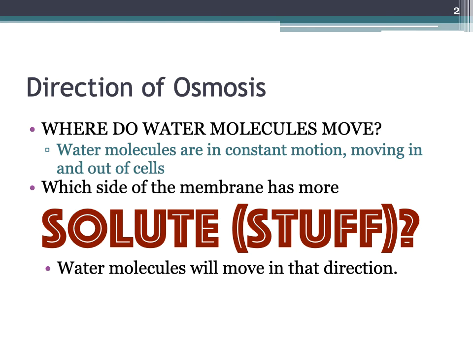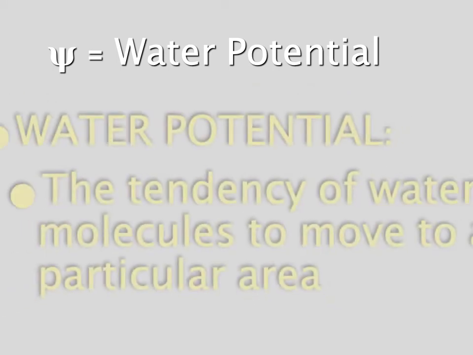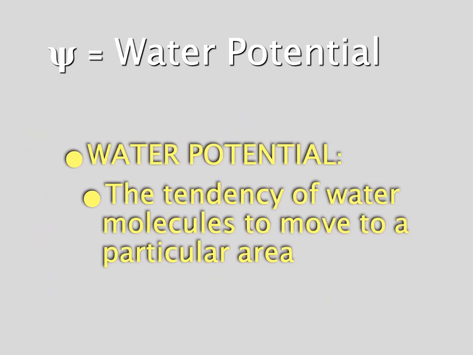I like to teach this concept with psi, P-S-I. It is that little weird-looking trident symbol. It's a Greek letter, and we're going to refer to it as psi from here on out. It is the new osmosis because, quite honestly, I can never remember those three tonics. However, psi, I never screw up. It is pronounced psi, and it's a Greek letter. It is known as water potential. Water potential is the tendency of water molecules to move to a particular area.